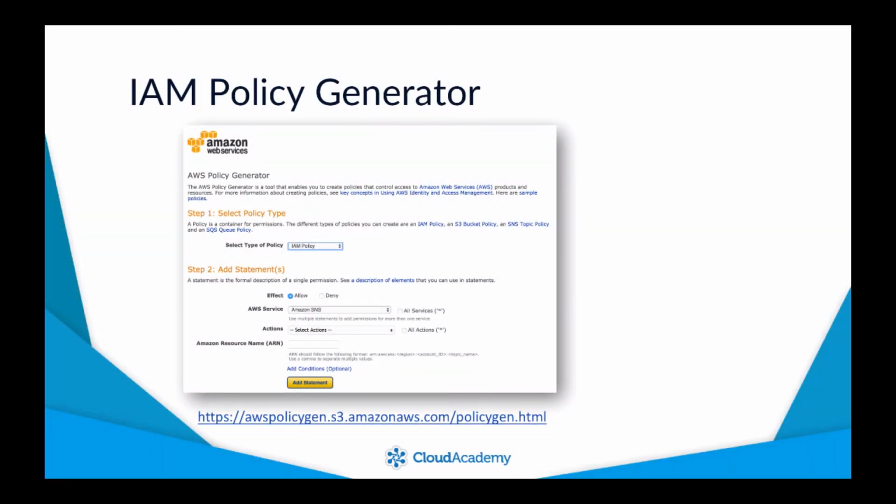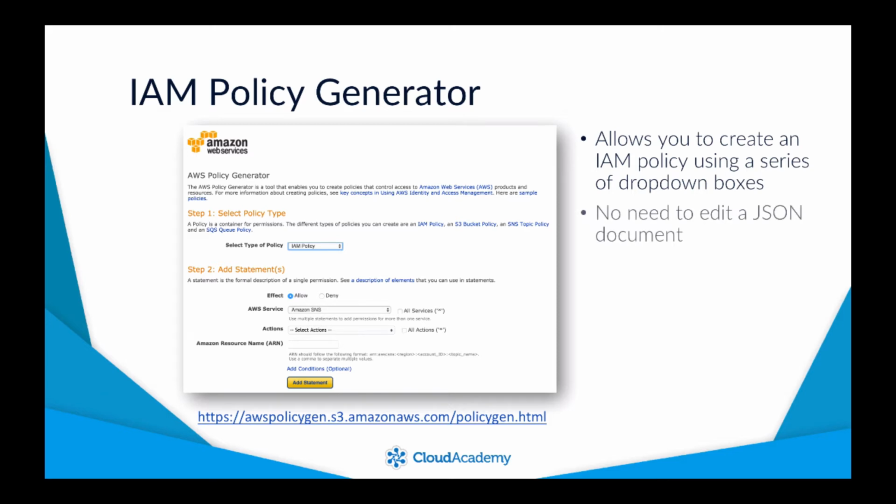If you don't feel confident enough to edit existing AWS managed policies, then you could use a tool provided within IAM called the IAM Policy Generator. This allows you to create an IAM policy using a series of drop-down boxes without the need of editing a JSON document itself. The following demo will quickly show you how to access this policy generator and create an example policy.